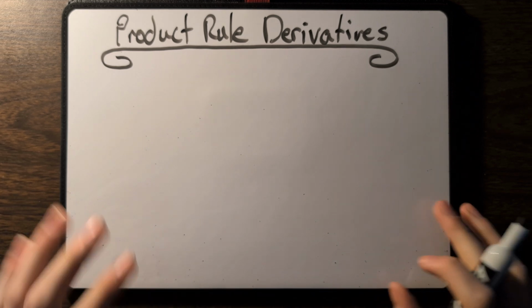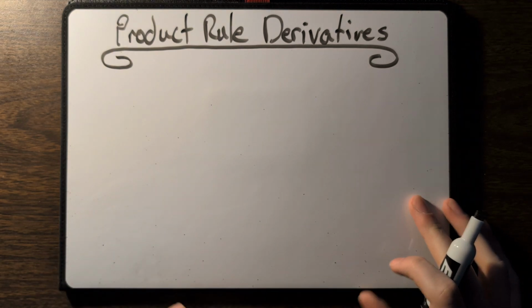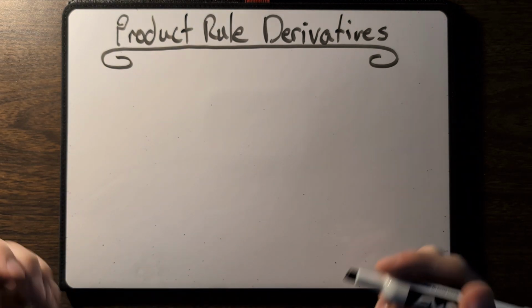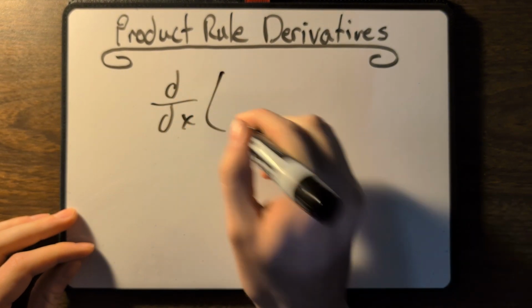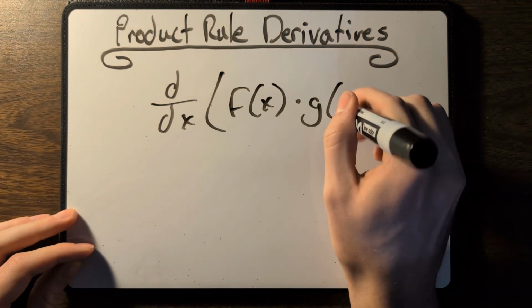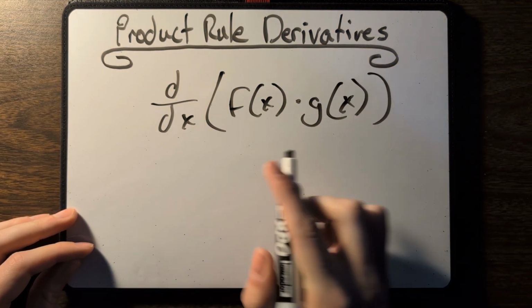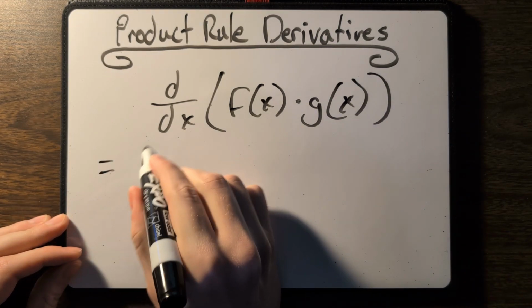So, product rule when taking derivatives applies when we have two functions of x multiplied together. So, here I'm going to write this out. So when we're taking the derivative of some function of x times another function of x, just to note it as f of x and g of x, we get this sort of formula.